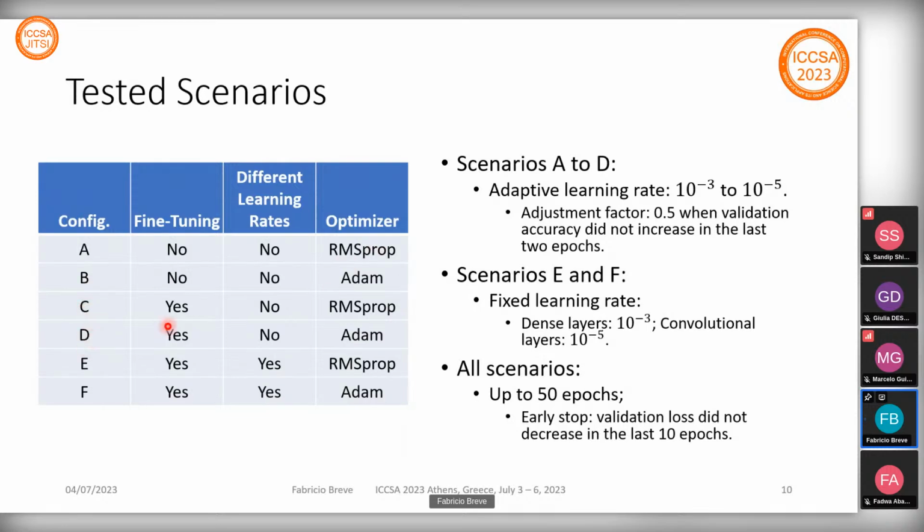Configurations C and D. In this case, I'm fine-tuning the weights from ImageNet, a transfer learning scenario. The same learning rate is used for all the layers. It starts with this value and is lowered as we approach the end of the training.